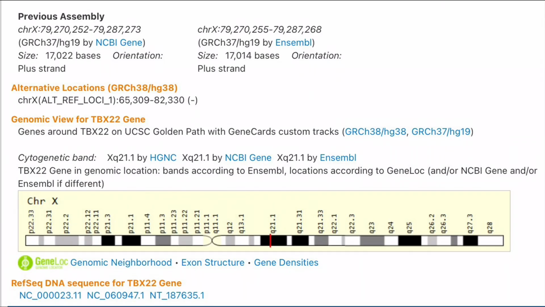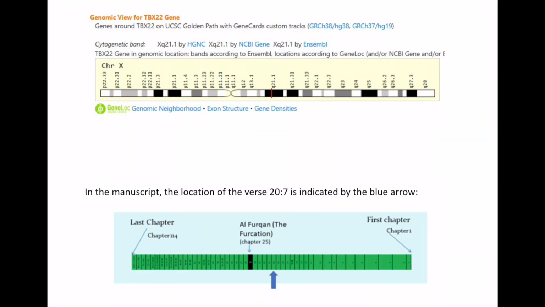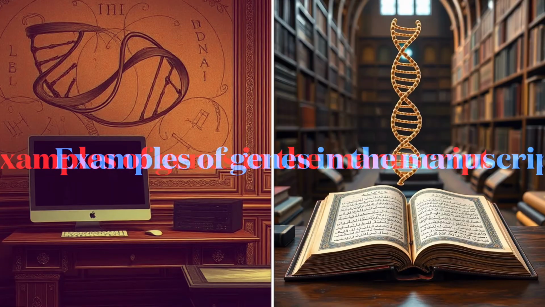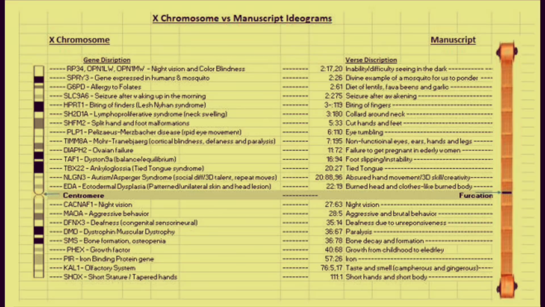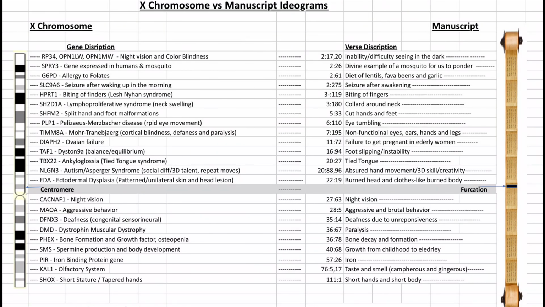close to the tip. The TBX22 gene is located on Xq21.1, or, in the manuscript, the location of verse 27 is indicated by the blue arrow. The location of the verse mirrors the location of the gene on the X chromosome. Examples of genes in the manuscript. Locations and functions of genes on the X chromosome mirror the locations and meanings of verses in the manuscript.